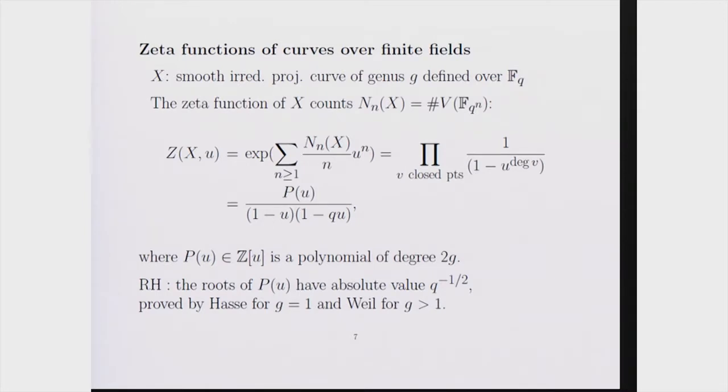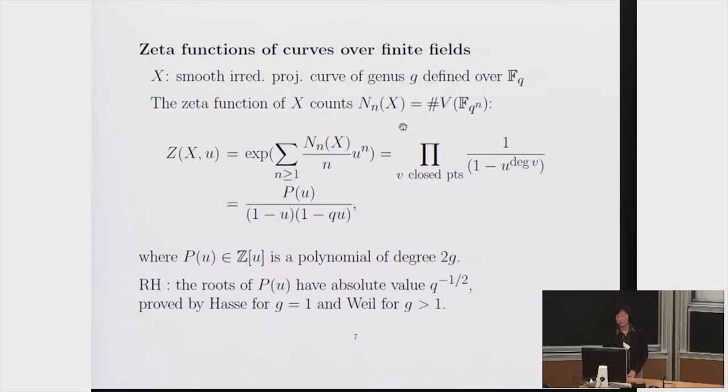As we said, to construct good AG codes, one needs curves with many rational points. And in general, the place where one records the number of rational points over any extensions is the zeta function. So if I start with a smooth irreducible projective curve of genus g, defined over the finite field F_q, one can define the zeta function, which counts the number of points of this curve X over any degree n extension. So we formally form the number divided by n times u to the n, then exponentiate it.